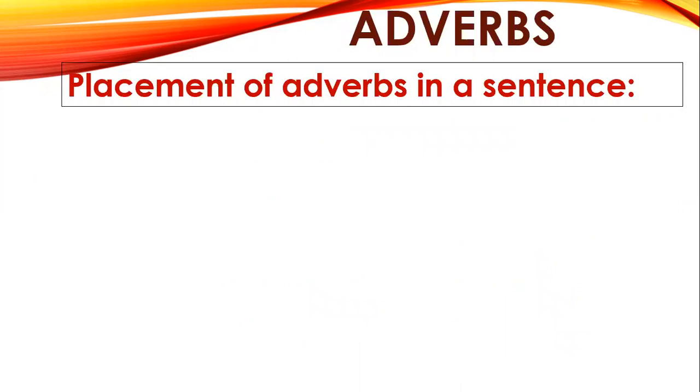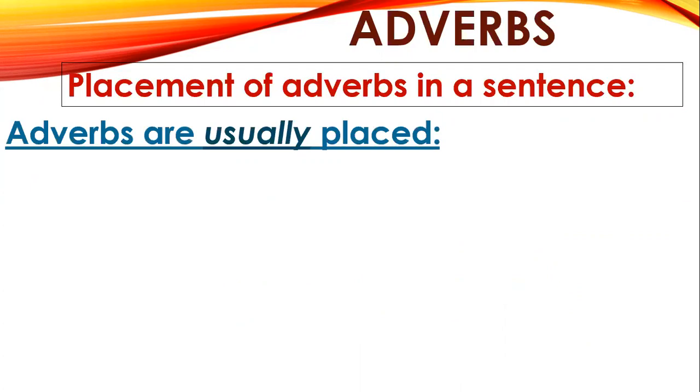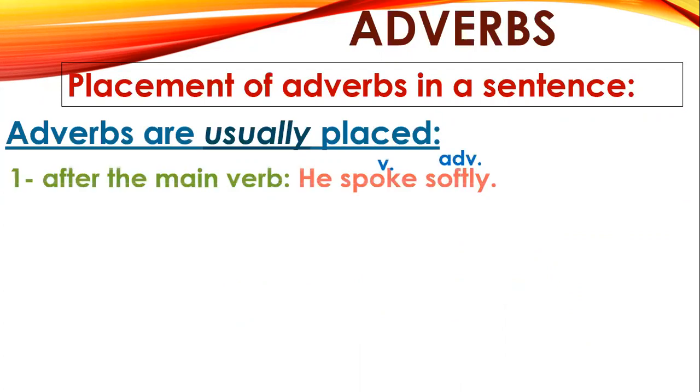Where can I put the adverb in my sentence? Adverbs are usually placed, number one, after the main verb of the sentence. For example, he spoke softly. Now, spoke is the main verb in this sentence, and softly is the adverb that describes this verb. So it came after it. He spoke softly.